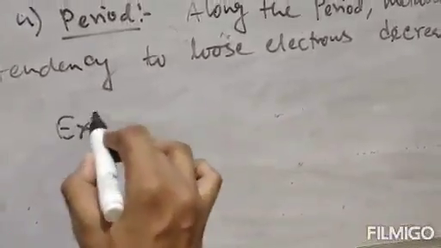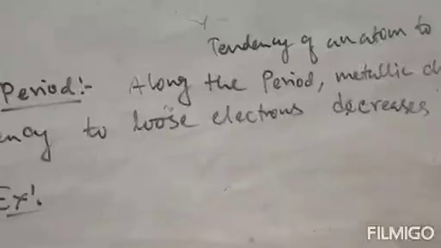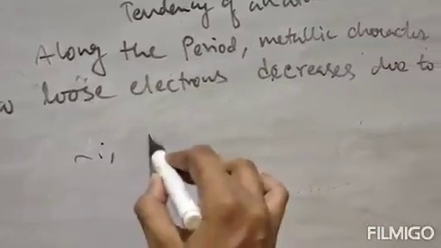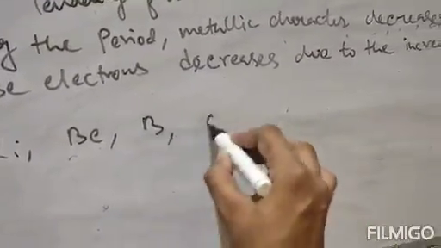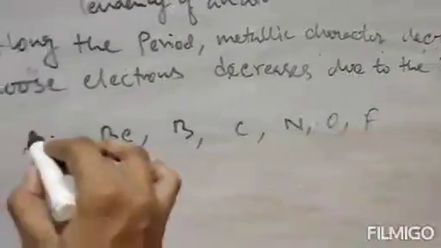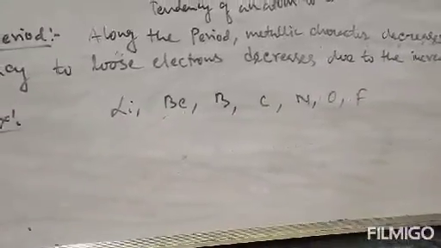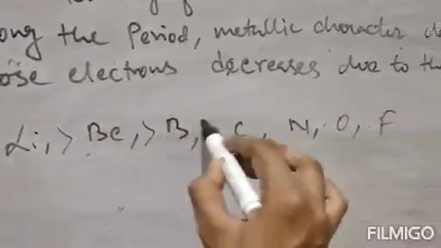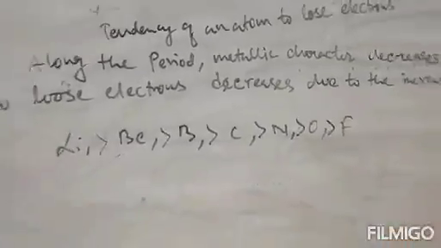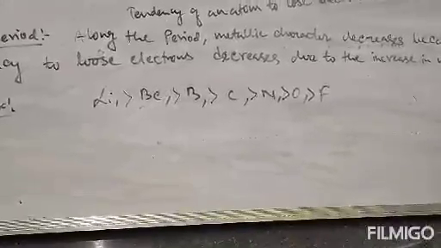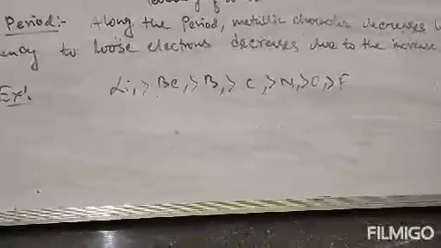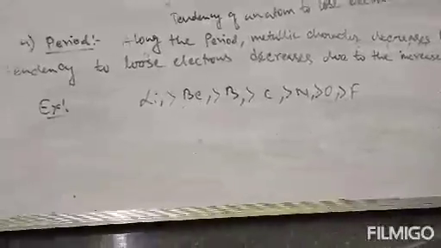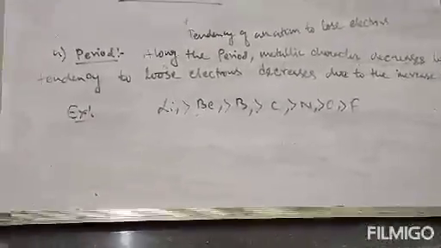Example: take the example of second period elements. Lithium, beryllium, boron, carbon, nitrogen, oxygen, fluorine. These are the elements found in the second period. So according to period, metallic character will decrease. That means the order will be like this. If we move from lithium to fluorine, the metallic character will decrease. That means lithium will be more metallic than beryllium, beryllium will be more metallic than boron, like this. So that is the variation found in second period elements.